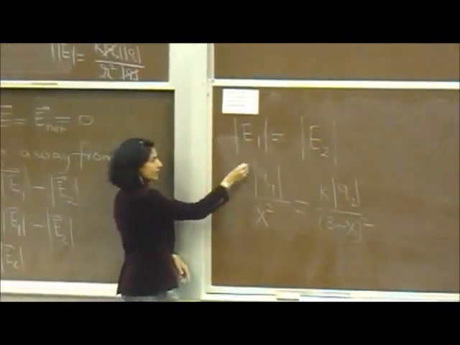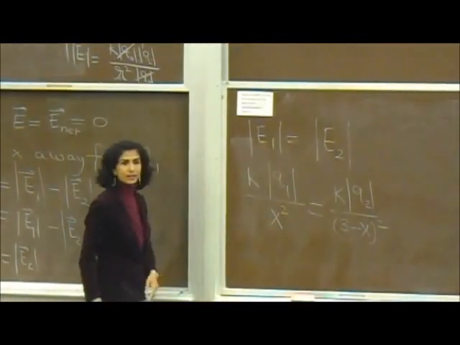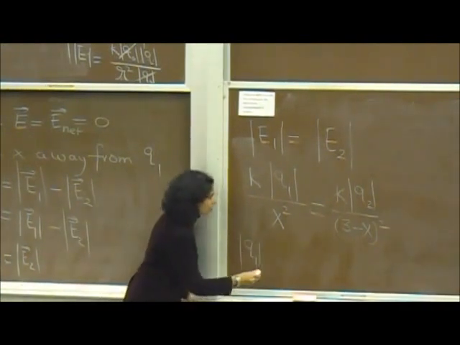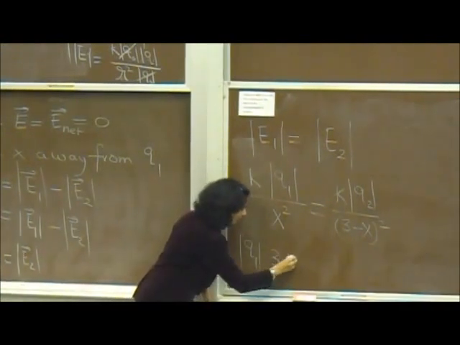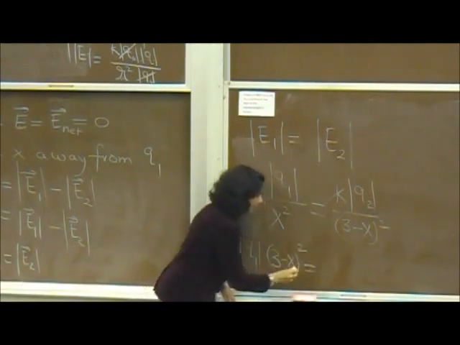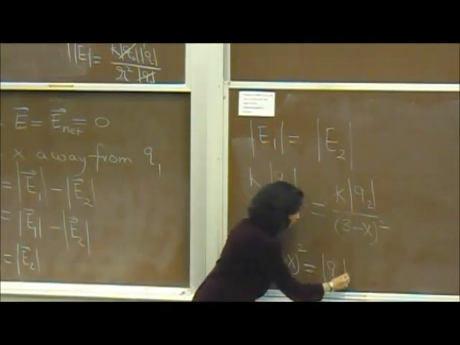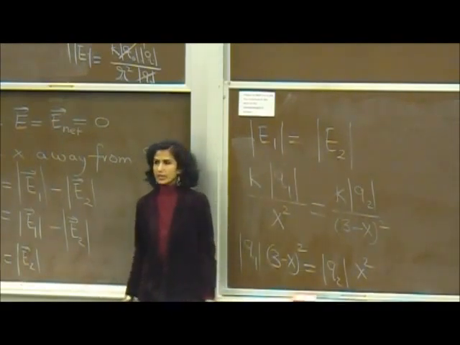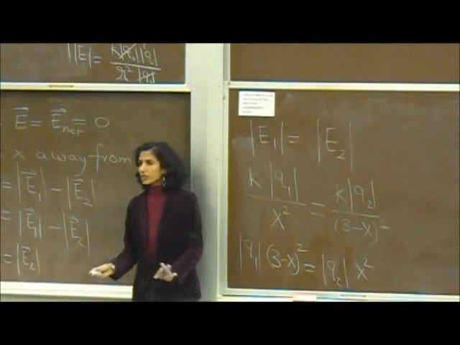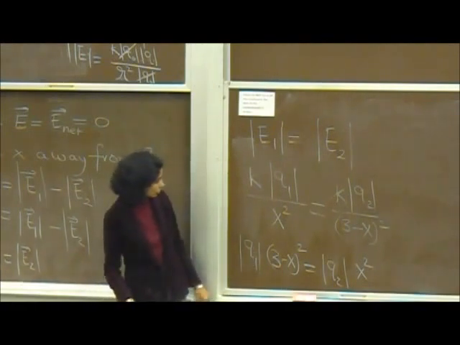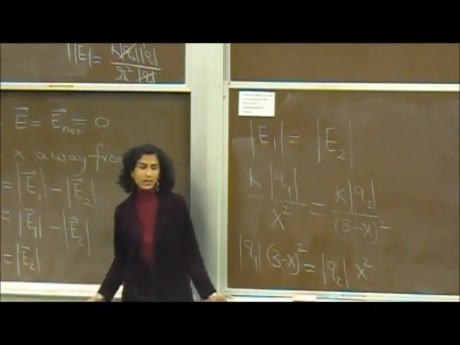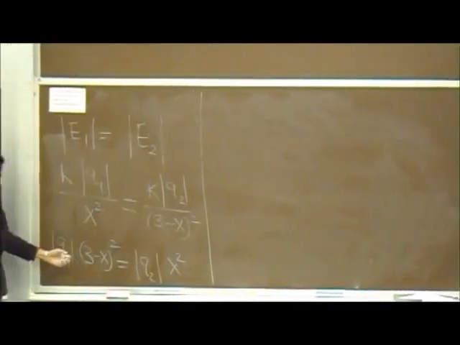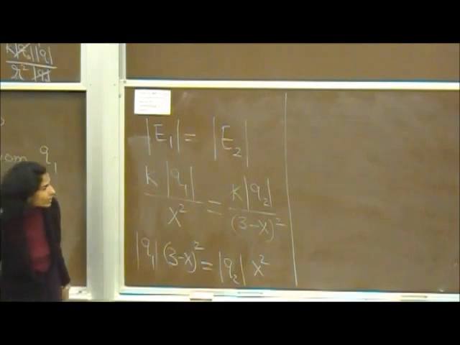I can divide both sides by k, and k gets cancelled, right? So what I get then is q1 magnitude times 3 minus x squared is equal to q2 magnitude times x squared. And notice, at this point it's just algebra, isn't it? We are done with physics. At this point, if you gave it to your brother or sister who's just learning algebra, they would be able to do it for you. So let's plug in the numbers and see what we get.